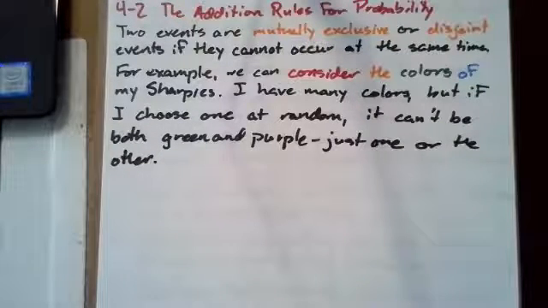In this video, we will look at the addition rules for probability. This is the only video for this lesson. Two events are mutually exclusive or disjoint events if they cannot occur at the same time.